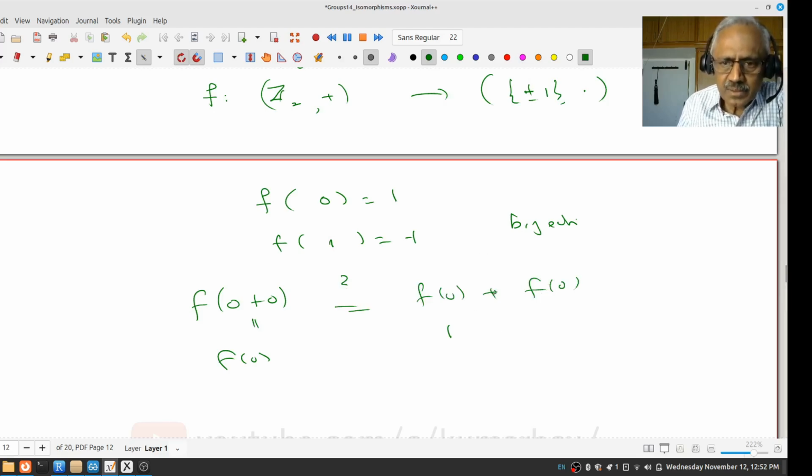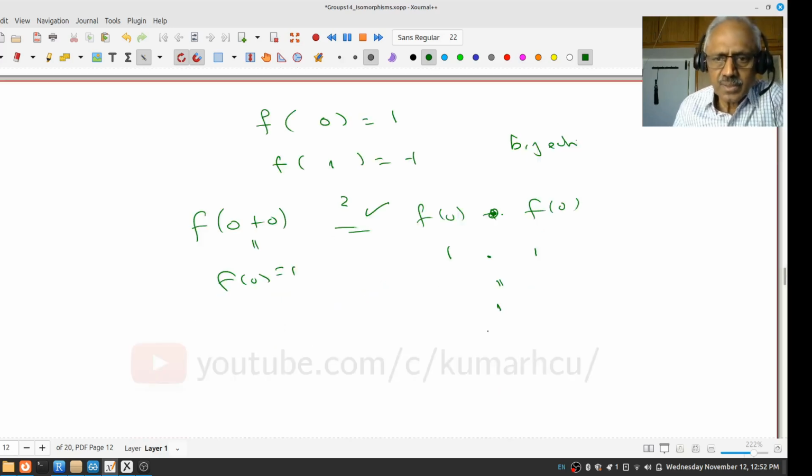And sorry, here the binary operation is multiplication. Therefore, f of 0 times f of 0. This is 1 and 1, that is equal to 1. But f of 0 is also 1. So, we proved this equality. Okay. Pause. Make sure you are understanding. It's long since I should have said law. I forgot.